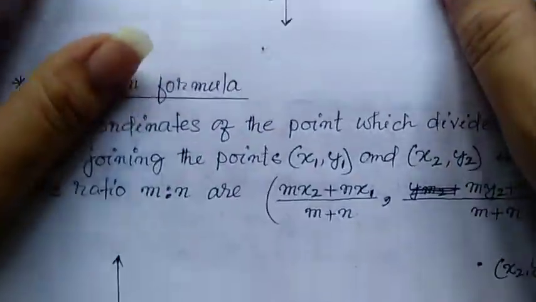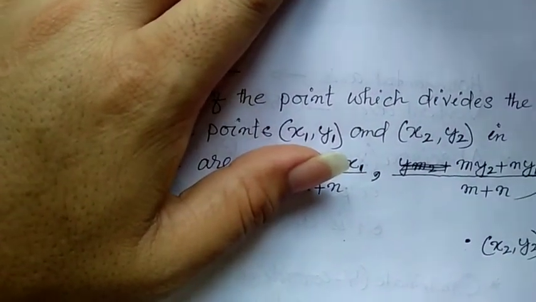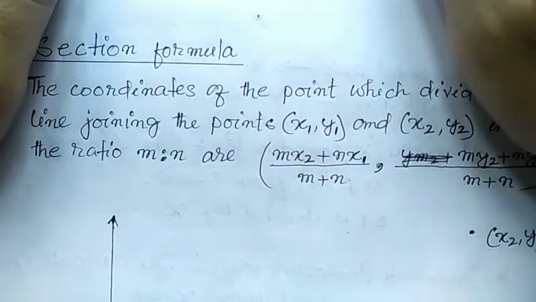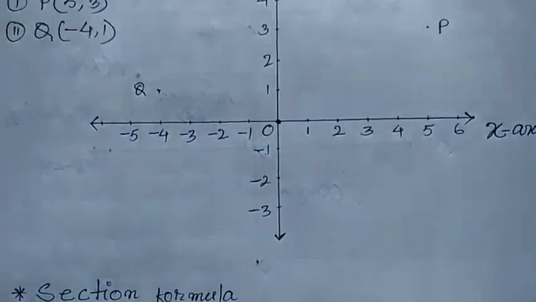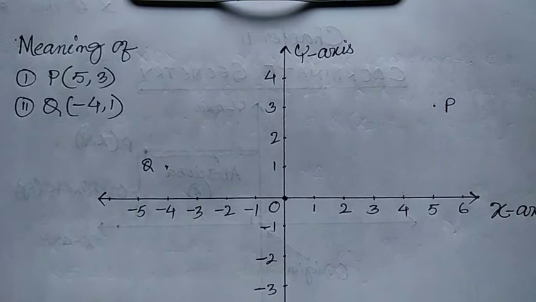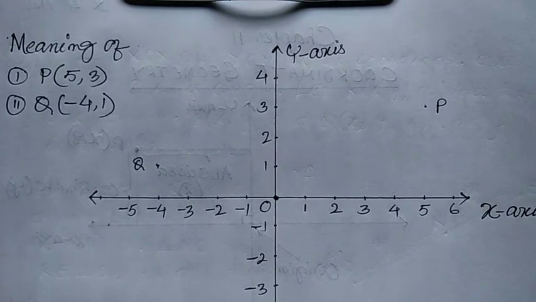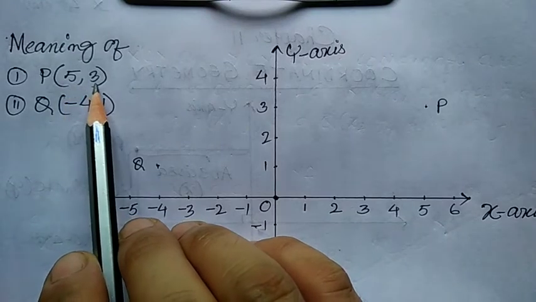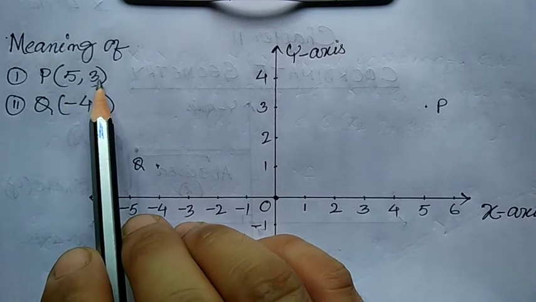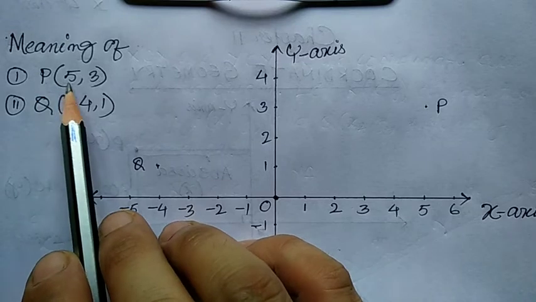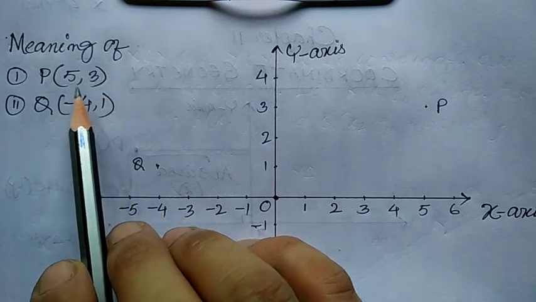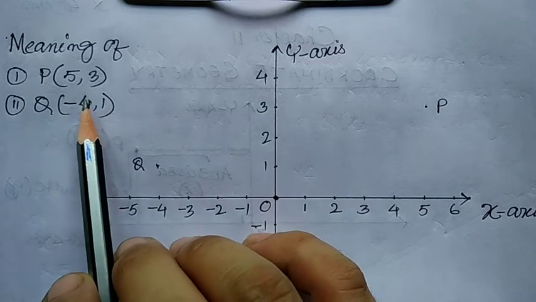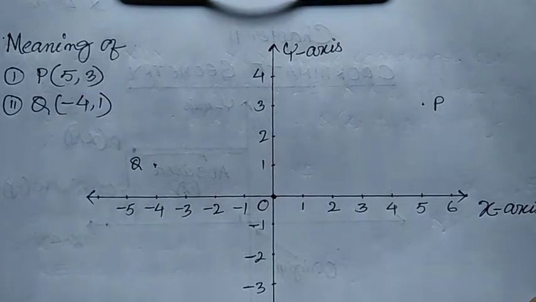Then moving further, now let's try to understand actually abscissa and ordinate. Here you can see, let's try to understand the meaning of these two points. Here, the meaning of point 5, 3 inside the bracket, 5, comma 3. Let's say this is P, (5, 3), and another point Q, (-4, 1). What is the actual meaning of these two points?